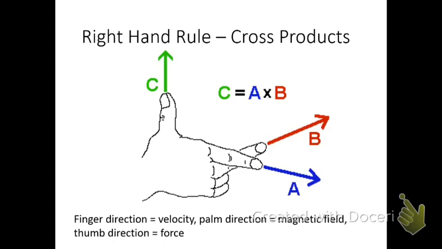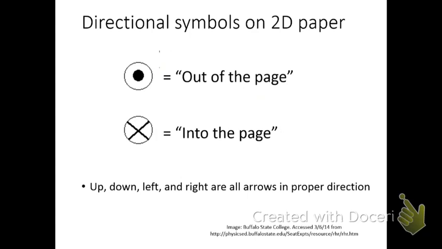Here's a little image where this guy's pointing his other finger in the direction of his palm. Vector cross products involve 3 dimensions, so it's not going to be enough to have up, down, left, right. You also need to add into the page, out of the page.